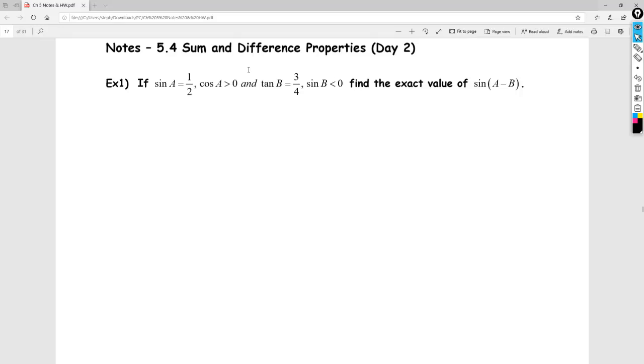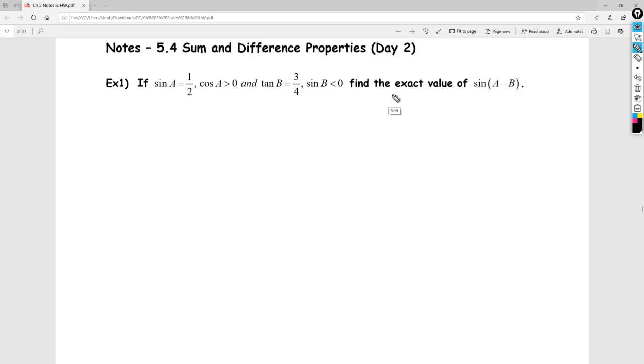Hi everyone, we are continuing to talk about the sum and difference properties. So our first example, we're given that sine of A is 1/2 and cosine of A is positive, and that tangent of B is 3/4 and sine of B is negative. Then they're asking us to find the exact value of sine of A minus B.